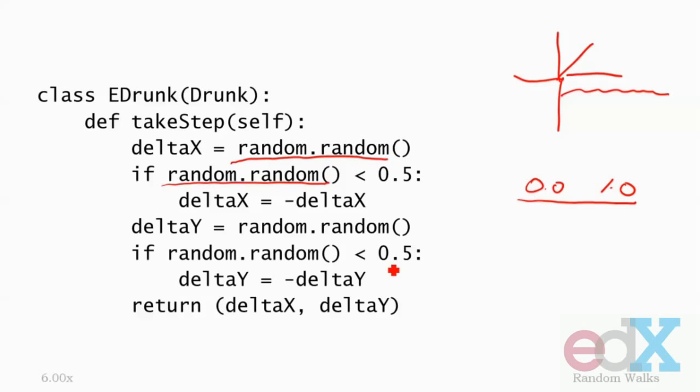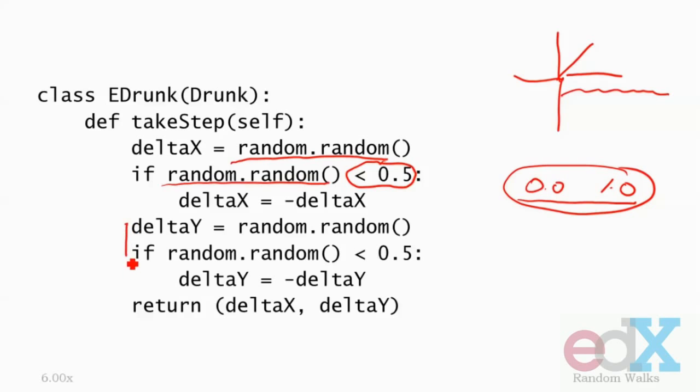Now you might think, oh, this is introducing a little bias because I've said less than, and suppose it hits 0.5. Well, the truth is it will almost never be 0.5 because the number of floats in this range is so large, it's highly improbable you'd hit any particular one of them.